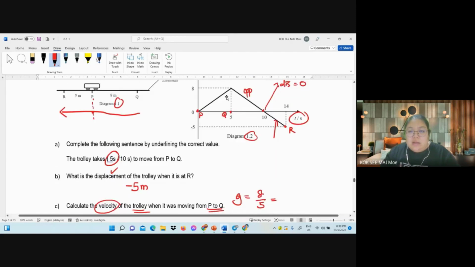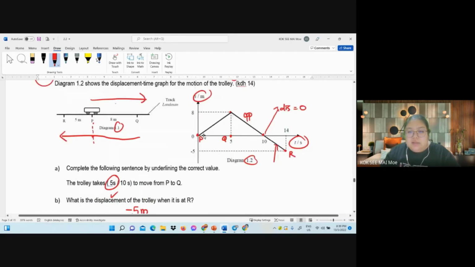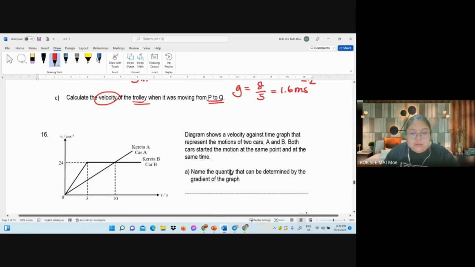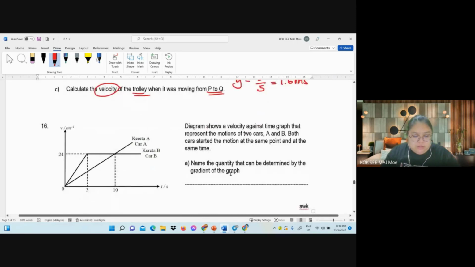Okay, at the top is an 8. Then this one is 0, 8 over 5. So I get 1.6 ms^-2. That means your acceleration is actually the gradient of the graph. Okay, then we go to 16.